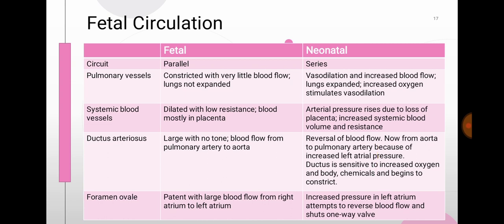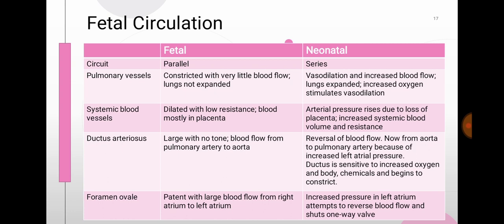As for your systemic blood vessels, during fetal life the blood is from the placenta, so the systemic vascular resistance is very low. Unlike during the neonatal period, wherein after the removal of the placenta, there is an increase in systemic blood volume and in vascular resistance. The ductus arteriosus is the pathway between the pulmonary artery and the aorta.